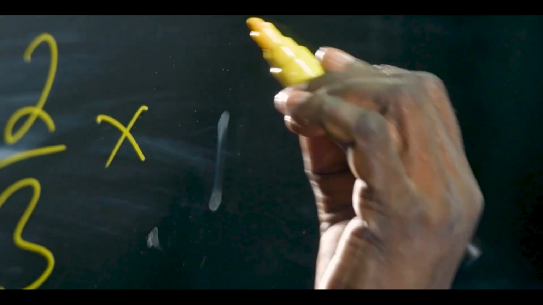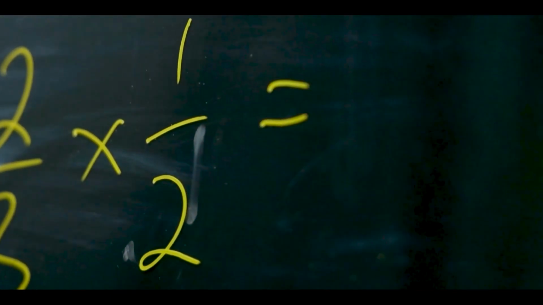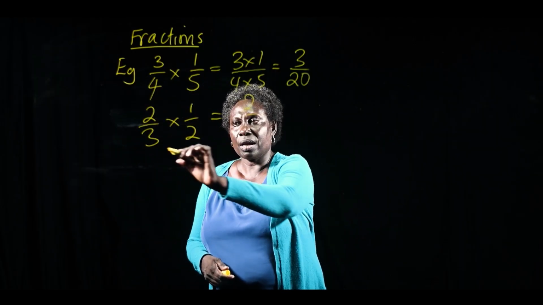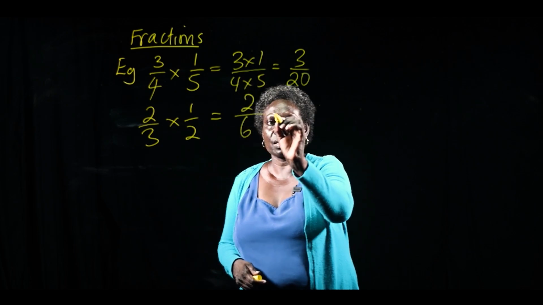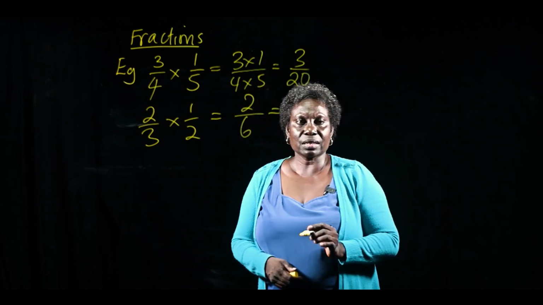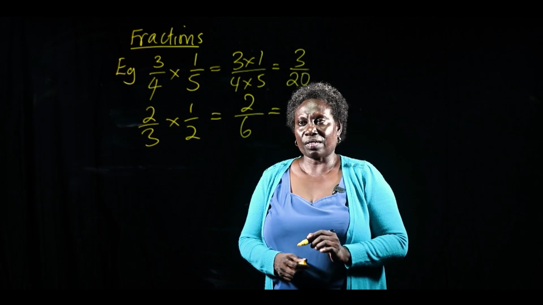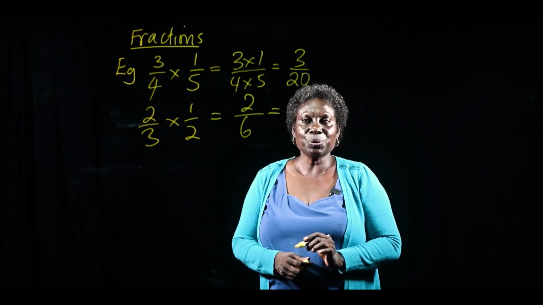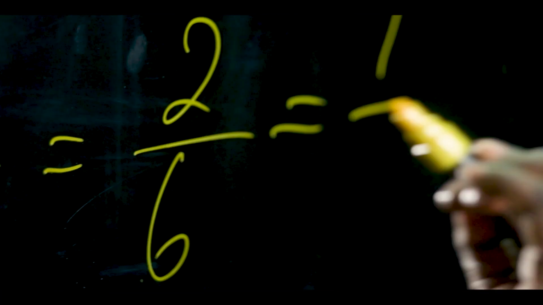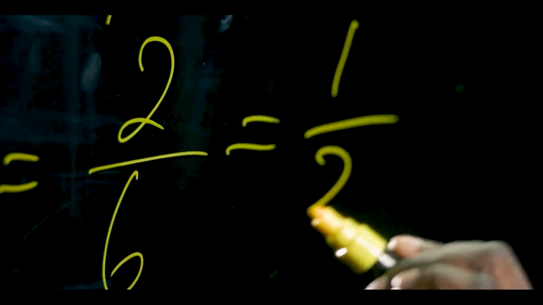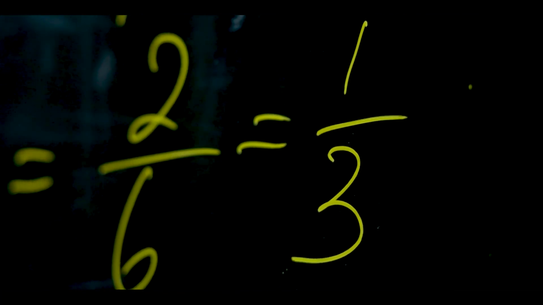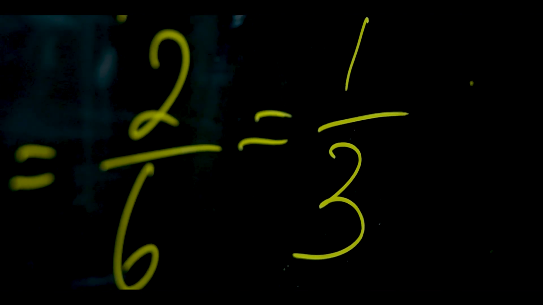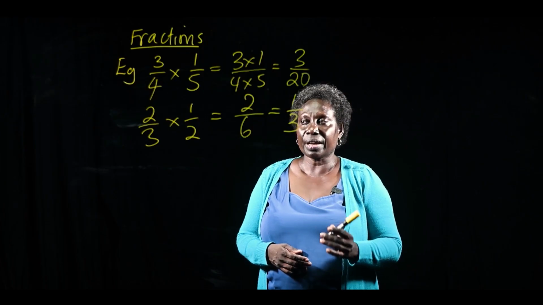2/3 multiplied by a half. Okay, 2 times 1, 2 over 3 times 2, 6. Okay, 2 on 6 has the highest common factor of 2, so we can divide by the highest common factor 2. 2 divided by 2 is 1, 6 divided by 2 is 3. So, we have 1/3. 1/3 is already in its simplest form. We cannot simplify any further.